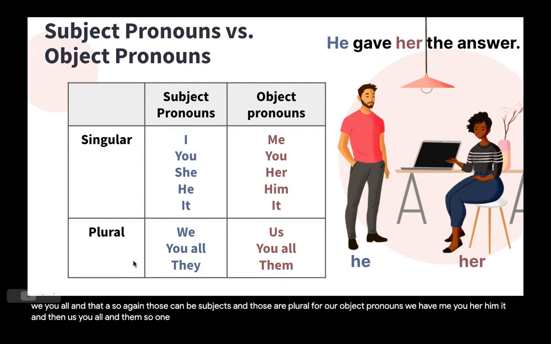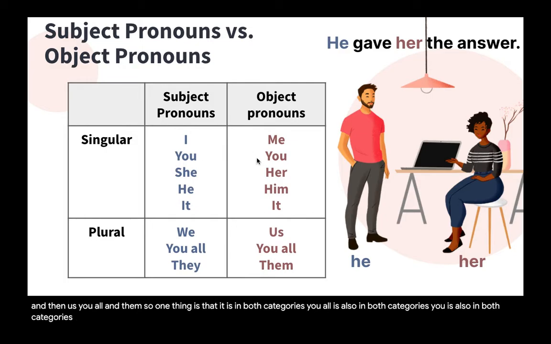So one thing is that it is in both categories. You all is also in both categories. You is also in both categories. So this can be helpful, but we really need to use our brain and ask ourselves, is this the subject? And if it is the subject, it's the subject pronoun. If it's not, it's the object pronoun.